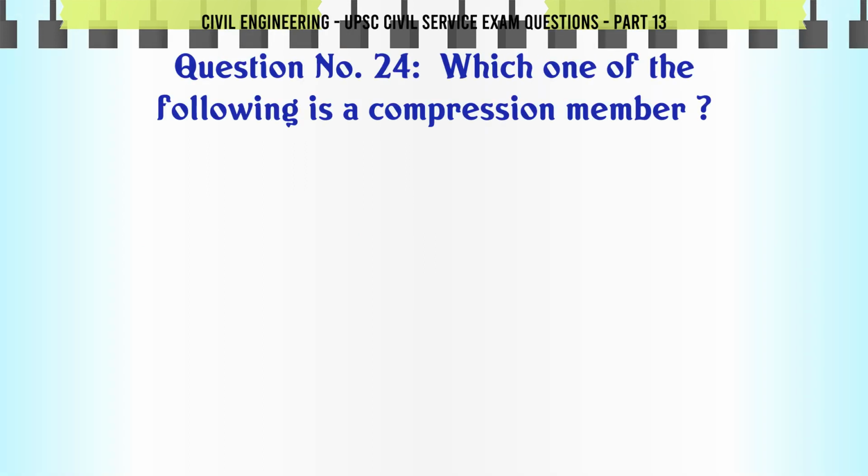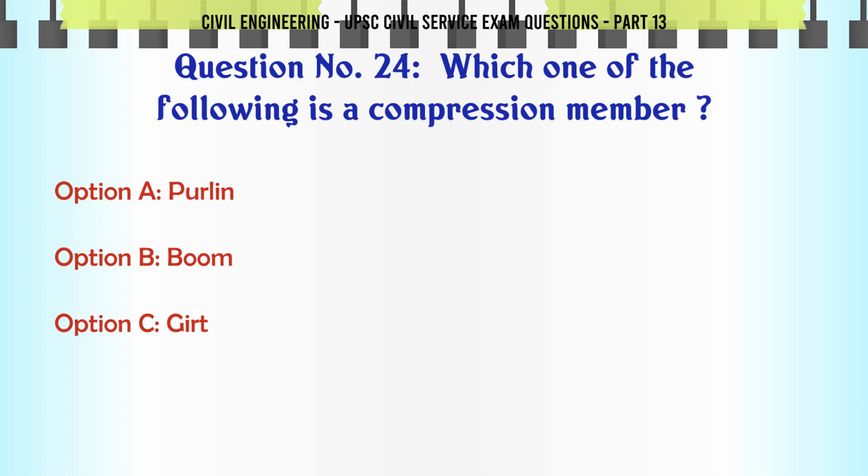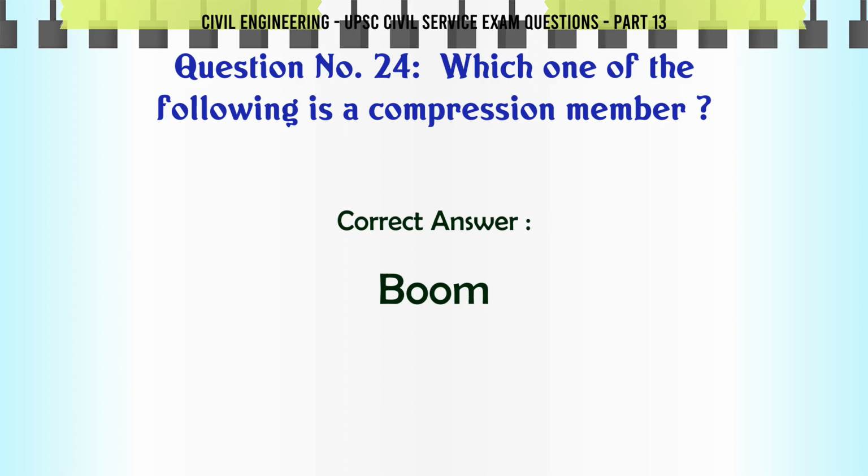Which one of the following is a compression member? A. Purlin, B. Boom, C. Girt, D. Tie. The correct answer is boom.